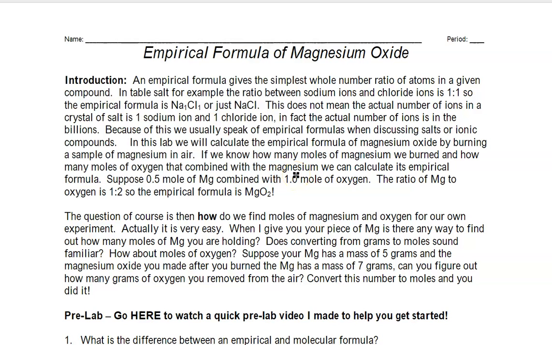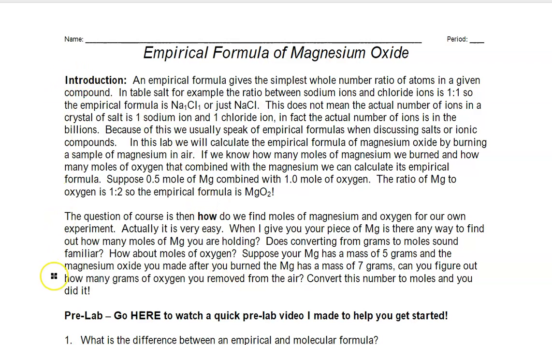You're going to take some magnesium, put it in a crucible, heat it up, and find the mass of the product that you create after the magnesium combines with the oxygen that's in the air. Once you have that data, you'll be able to do some simple math, some simple mole conversions, and figure out what the empirical formula is. I'll walk you through that process in the virtual lab that you guys are going to do.